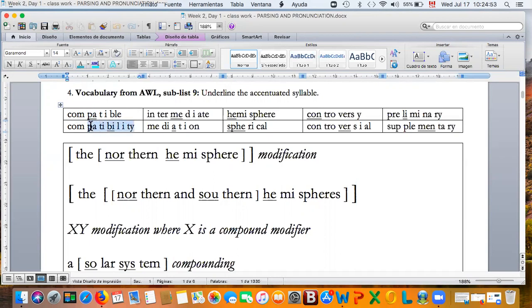Similarly, the related word, compatibility, has this suffix connected to the rest of the word by this vowel. This is a connecting vowel too. So you get the accent right before it: compatibility. Compare the two. Compatible. Compatibility.